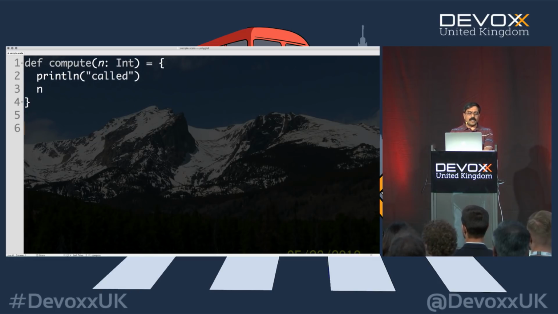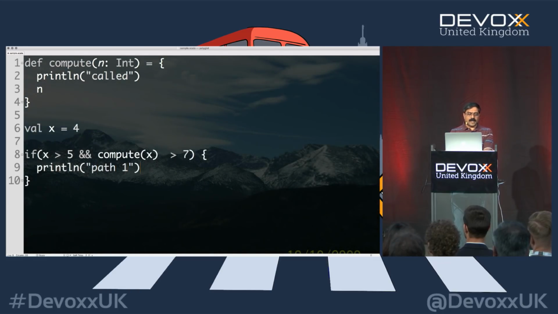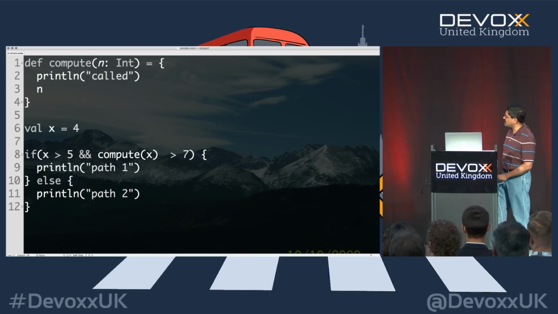And what I'm going to do here is to say val x is equal to, let's say, 4. But I'm going to say if x is greater than 4, and x is greater than 5, and compute of x is greater than, let's say, 7, then we'll simply print, for example, path 1. On the other hand, if it is not the case, I'm going to print path 2. Well, here's a little simple code, assuming I don't have any compilation errors in this code.